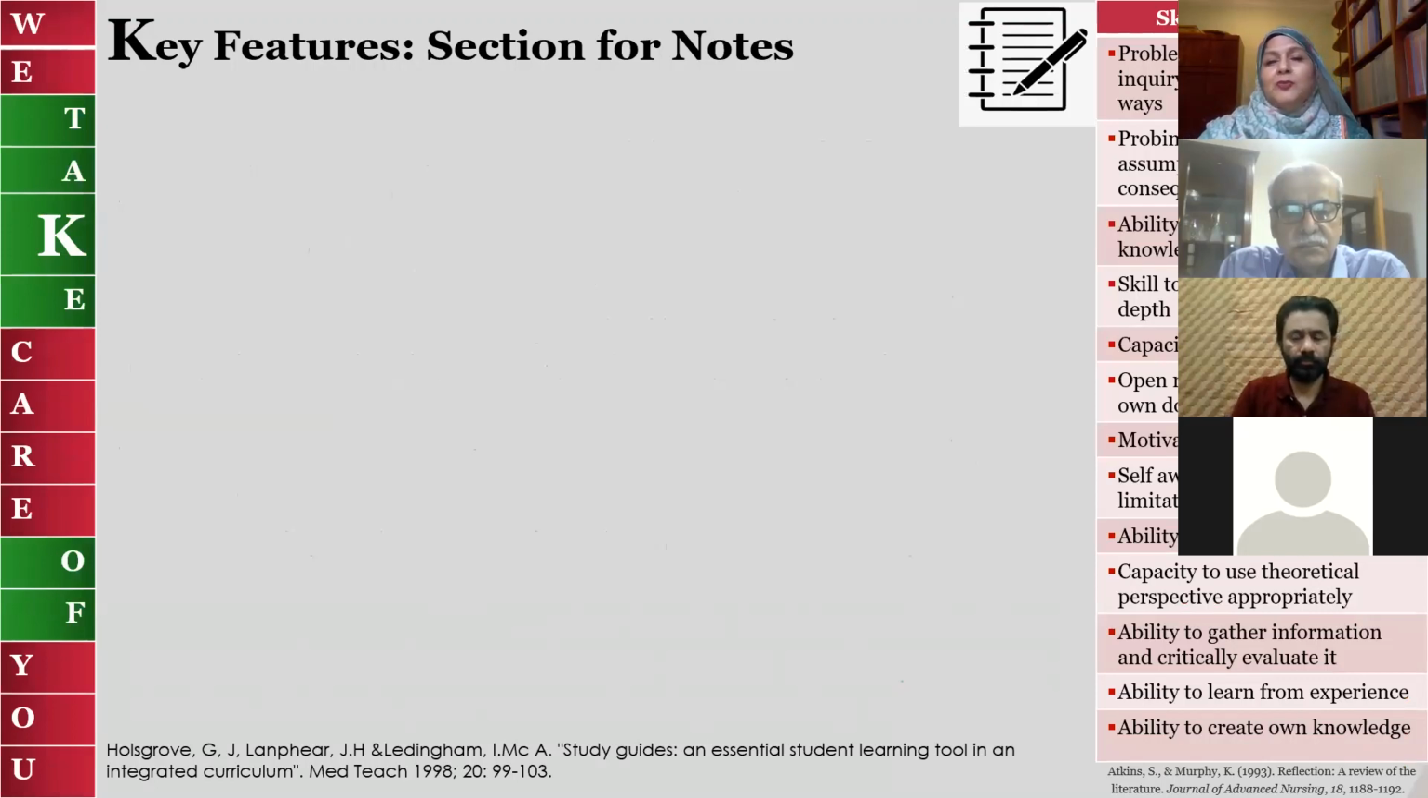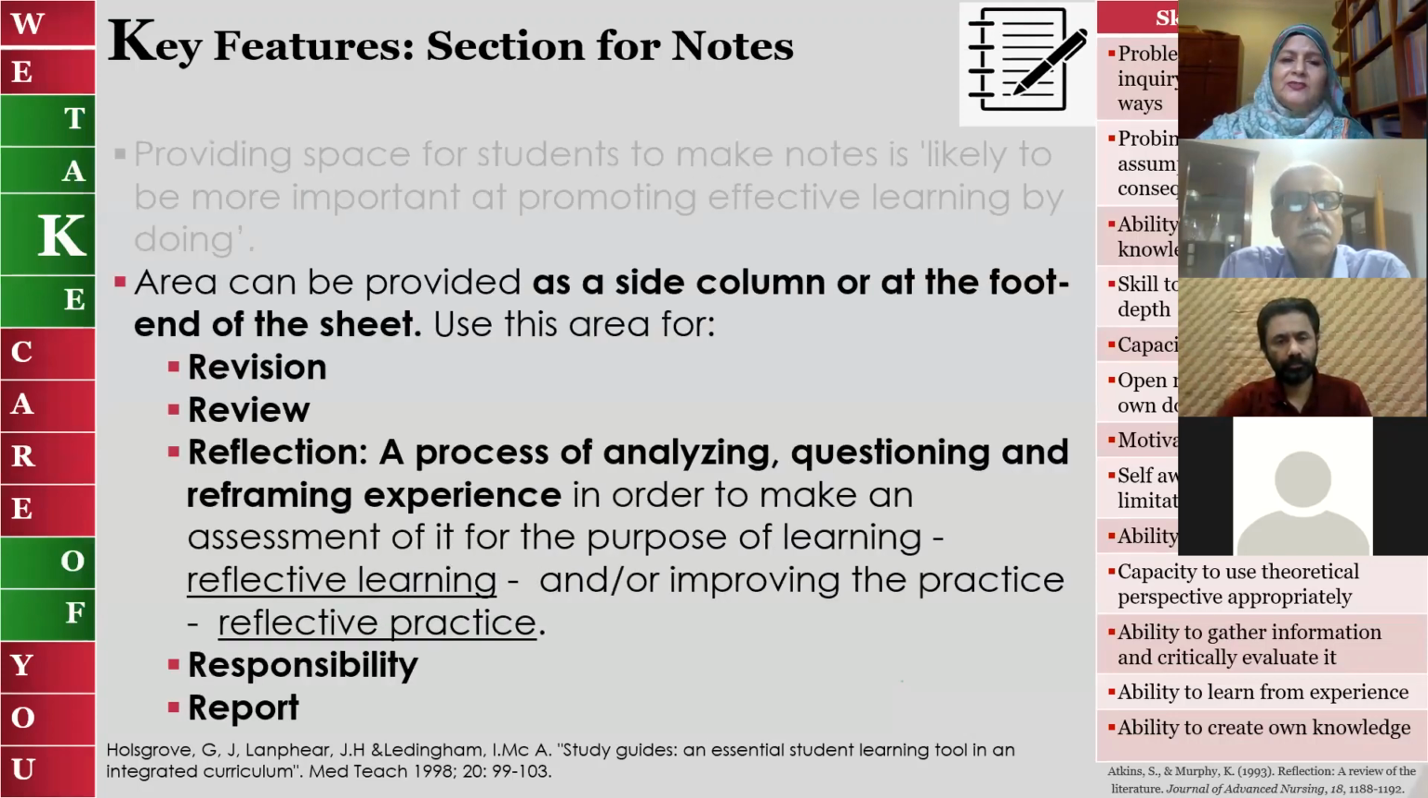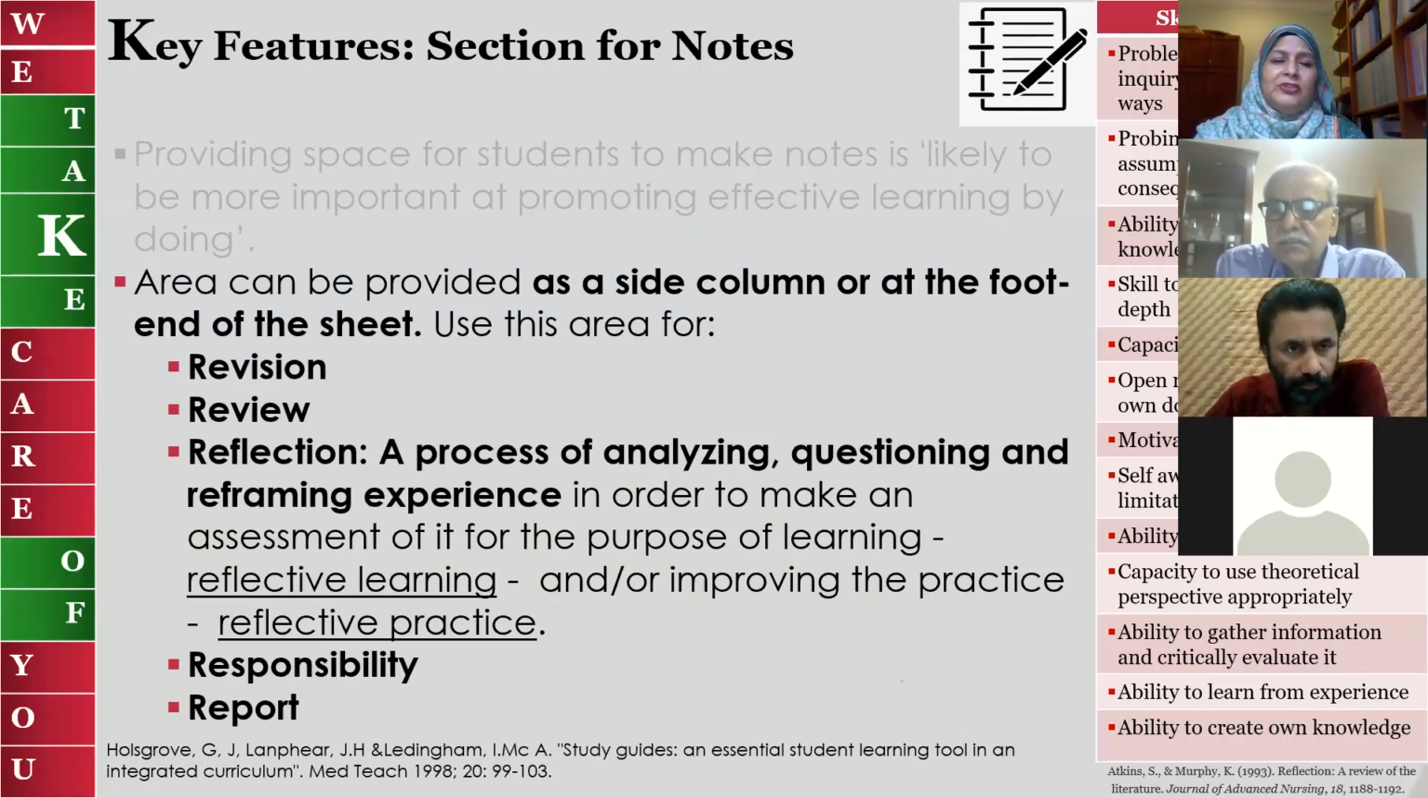A section for notes is always provided in the study guide. The study guides are divided into two columns. The column on the left-hand side is for the lecturers, and the column on the right-hand side is for the students to make notes. In those areas on the right side, they can have their plan for the revision.